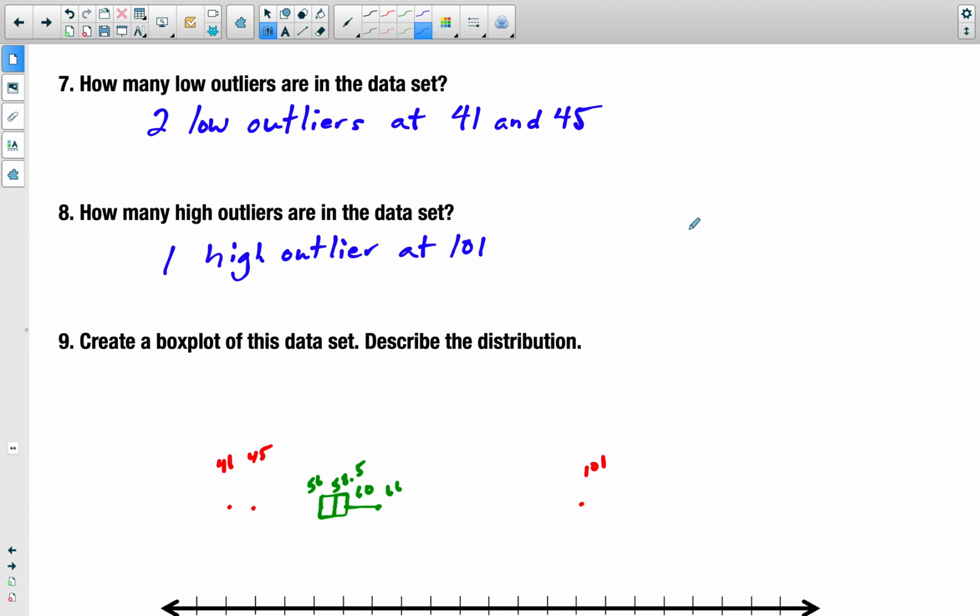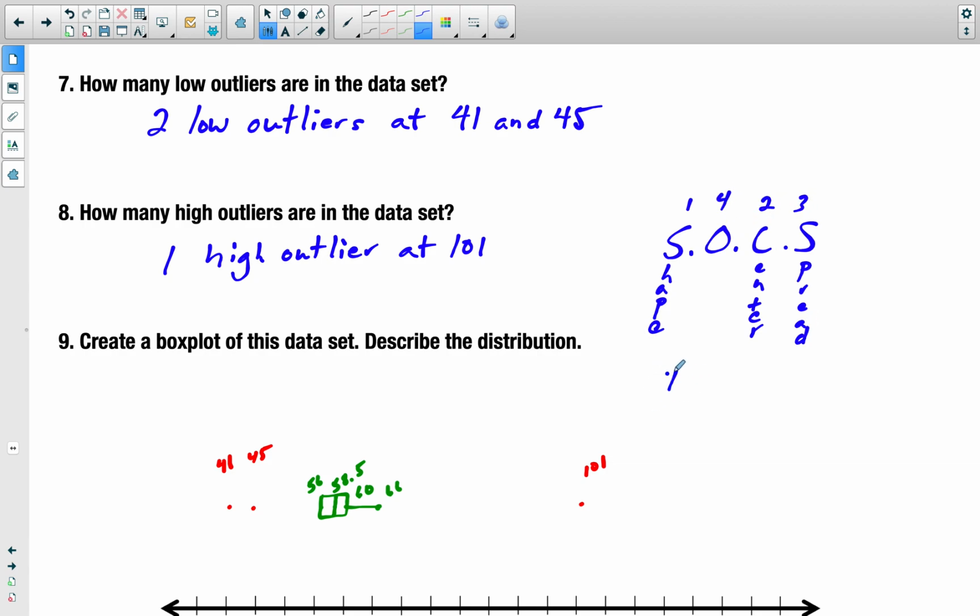Okay, so remember, it's SOCS, shape. Talk about the shape of the distribution first. Then I usually do center second, and that's going to be either your mean or median depending on the shape of your distribution. Then spread. And then last I always talk about outliers.